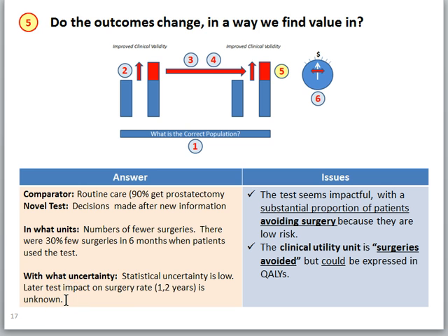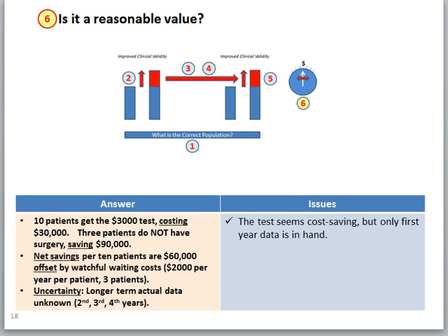But the later impact on the surgery rate 1 or 2 years in the future is unknown. We haven't studied that, so that's an uncertainty. We'll conclude the test seems impactful, with a substantial proportion of patients avoiding surgery because they're low risk. The clinical unit is surgeries avoided. It probably could also have been expressed in QALYs. And remember, we don't know what happens 1 or 2 years in the future.